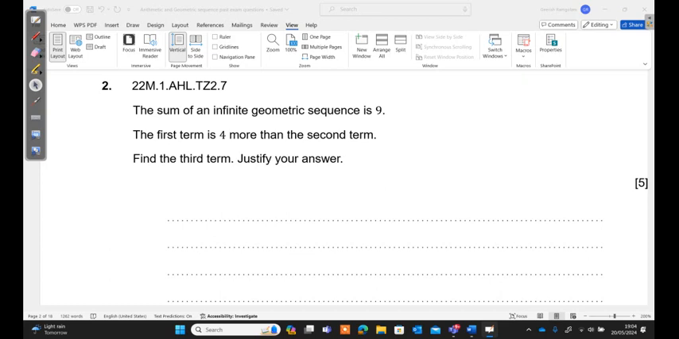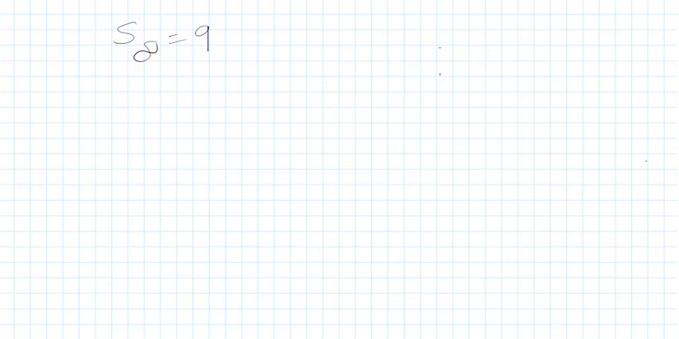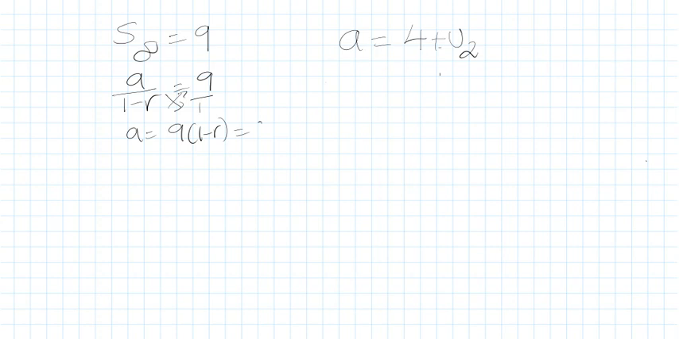Okay, so first term is a or u1. So let me write that. So the first term, so a is 4 more than the second term. So 4 plus u2. All right. So these are the two equations given to us. Now, for S infinity, we have a formula, which I wrote earlier. So I'm going to use that formula here. So a over 1 minus r is equal to 9. And this can be simplified. So 9 is 9 over 1. I can cross multiply. I get a is equal to 9(1 - r), which is 9 minus 9r.